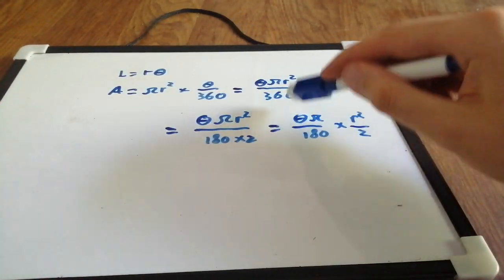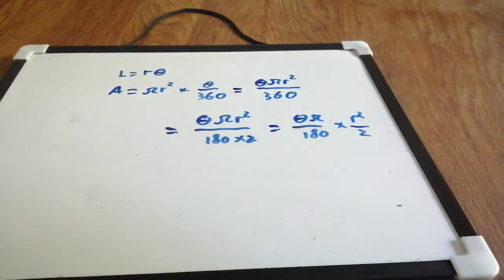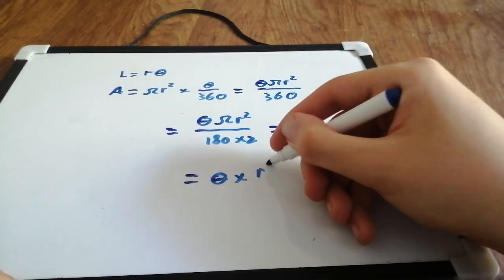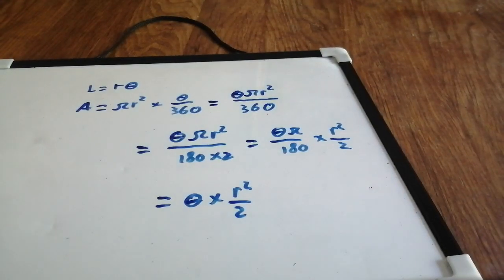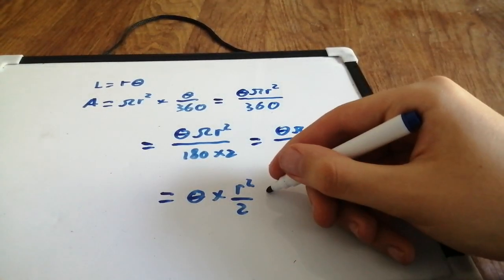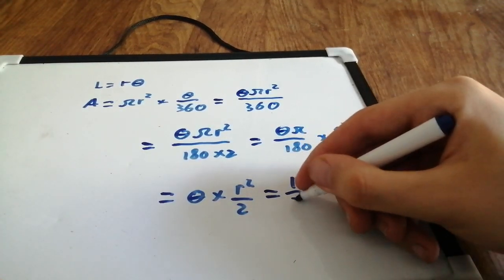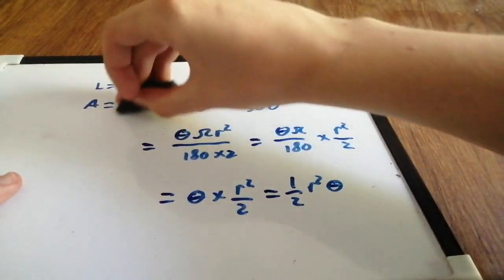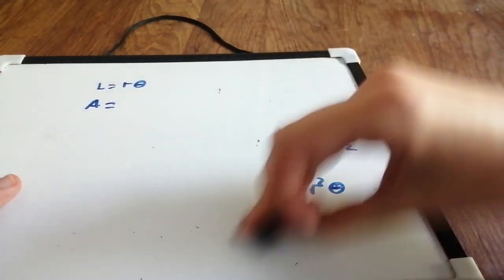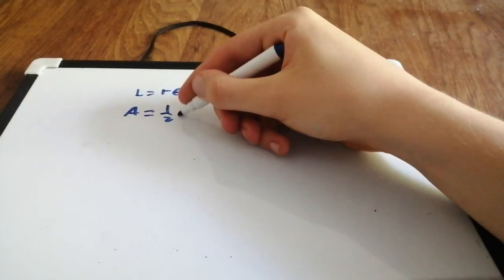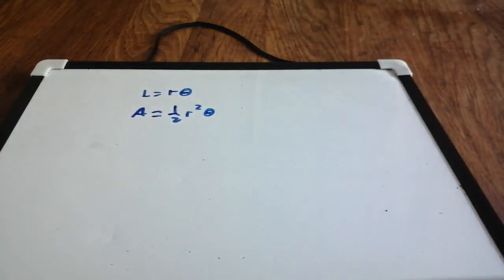We multiply this angle, which is in degrees, by pi over 180 to change it to radians. This gives us theta times r squared over 2, where theta has gone from degrees to radians. You'll typically see this equation written as a half r squared times theta, where theta is in radians. And so we can rewrite our old area formula as a half r squared times theta.